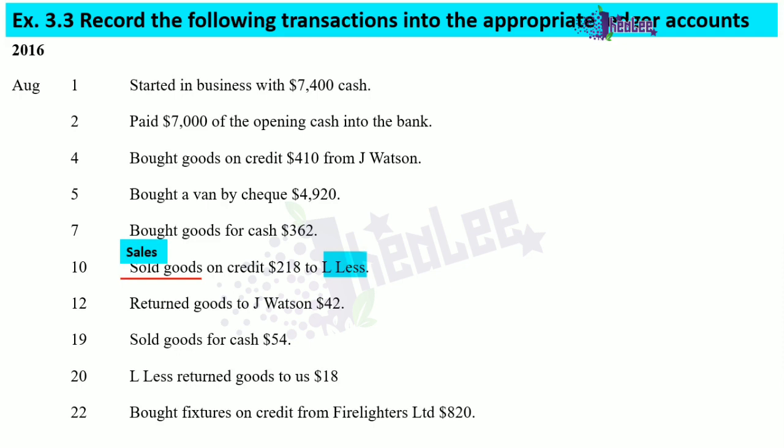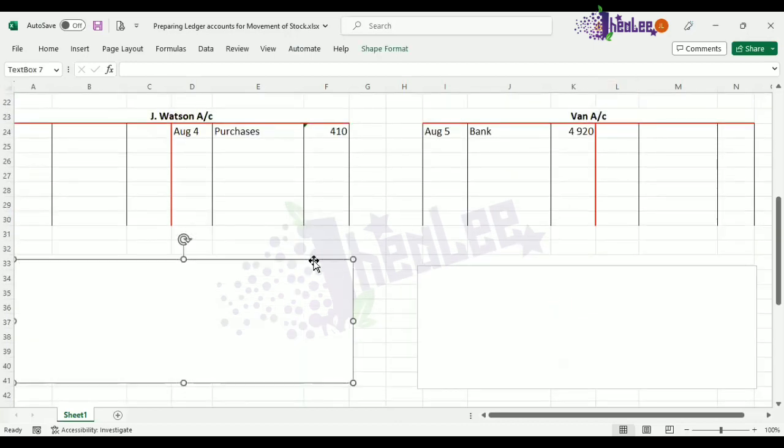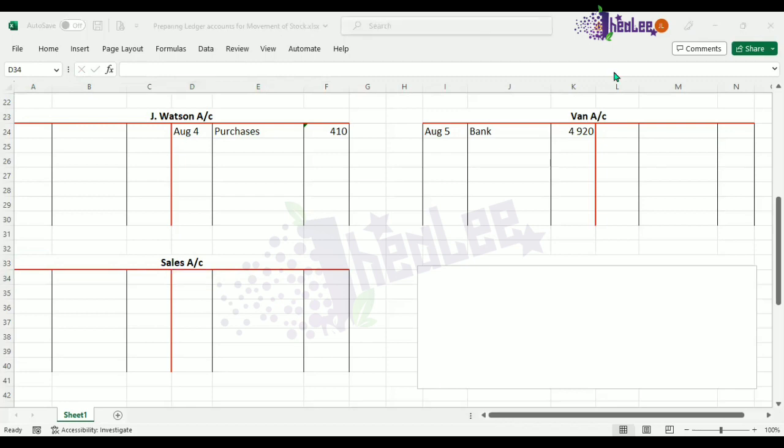And the sales account is credited because we sold goods, the value of goods going down, and therefore we apply the principle where when your asset decreases, you are to credit. So let's make those entries in the appropriate ledger account. We need to open an account for sales. So this is sales account. And the account should be credited. So we're going to place the entry on the right-hand side.